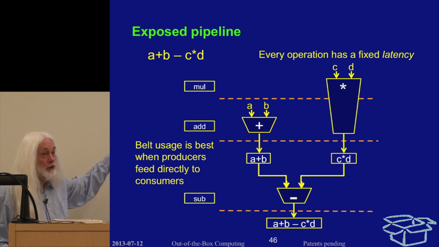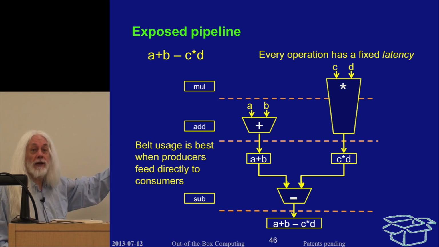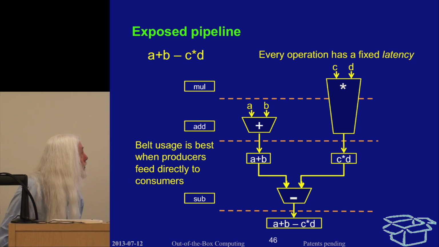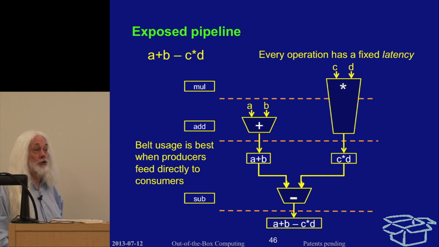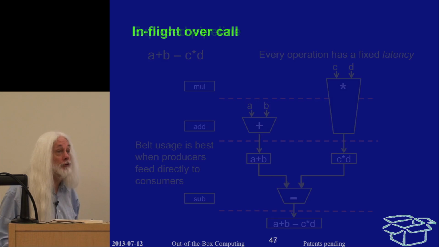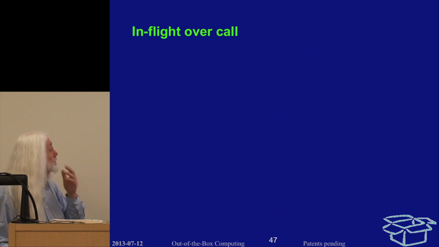So all of these things can be made use of each cycle, but the way to lay them out is best if the consumers go directly to the producers go directly to the consumers. Which raises a question of what do you do with the multiplies if you have a call while the multiply is still happening?